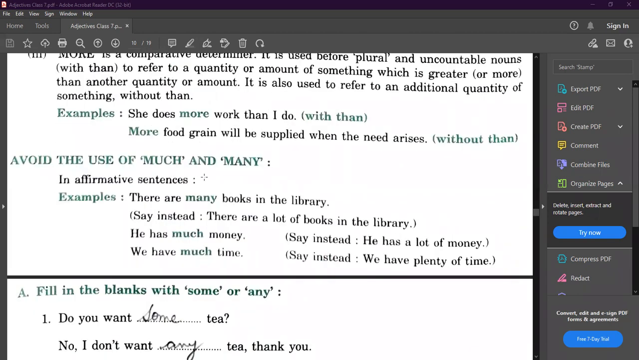Avoid the use of much and many. There are many books in the library. Say instead, there are lots of books in the library.